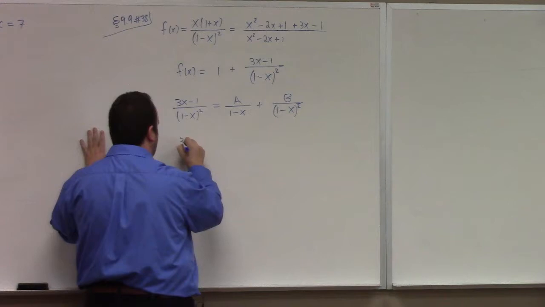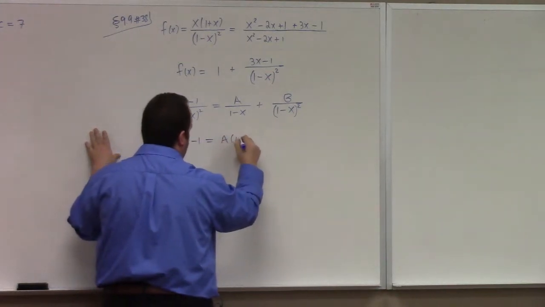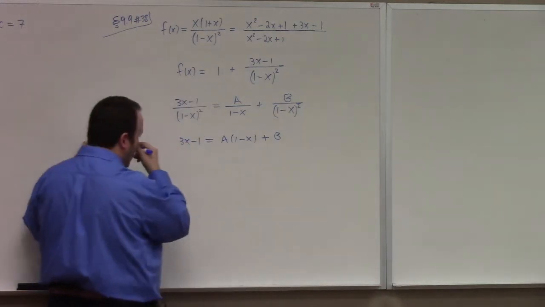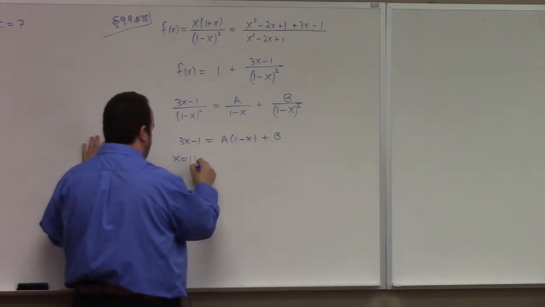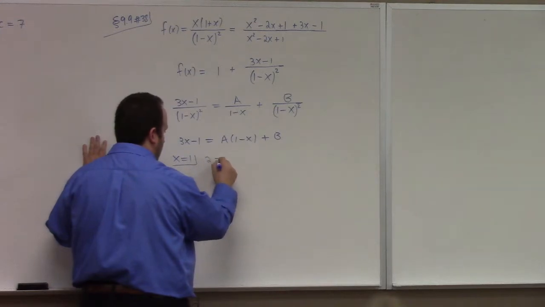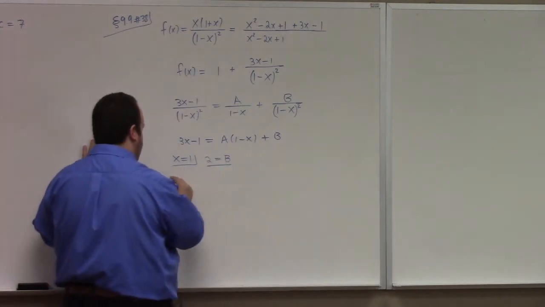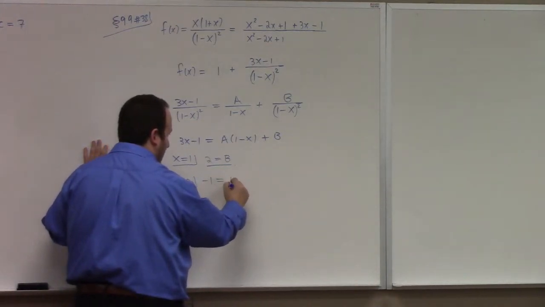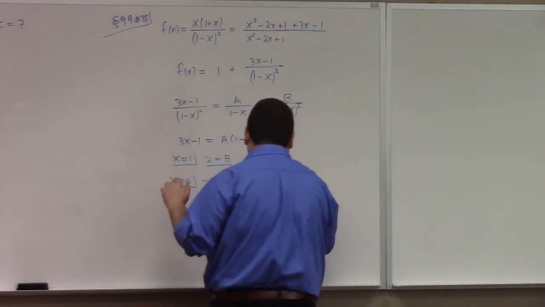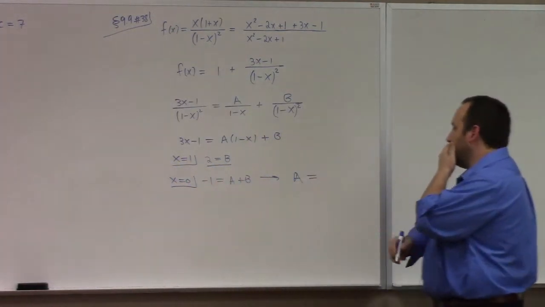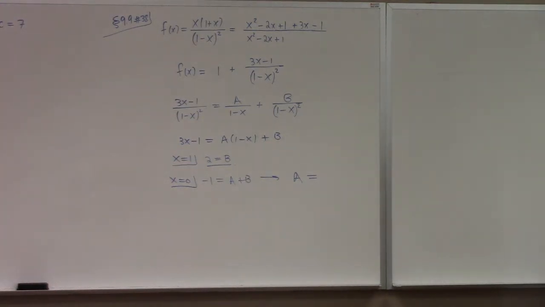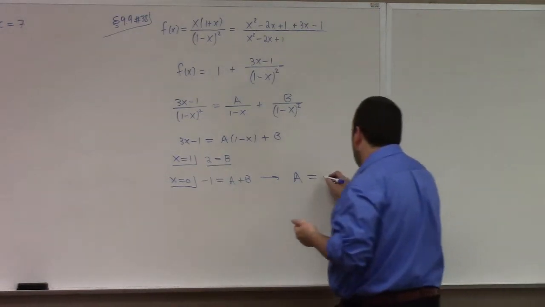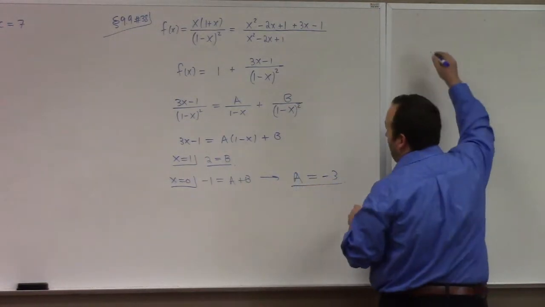So this gives me 3x minus 1 is A times 1 minus x plus B. I put x equals 1. That gives me 2 equals B. I put x equals 0 because, well, I need to do something. That gives me minus 1 is A plus B, which is telling me A is equal to what? Minus 3. Okay, very good. All right, so now we're making progress, believe it or not.